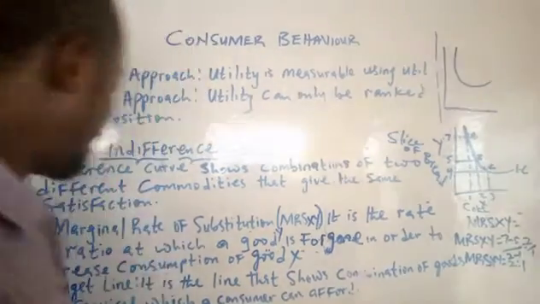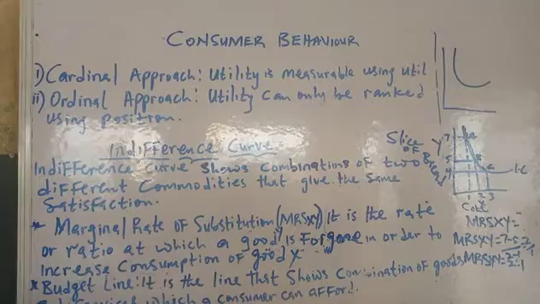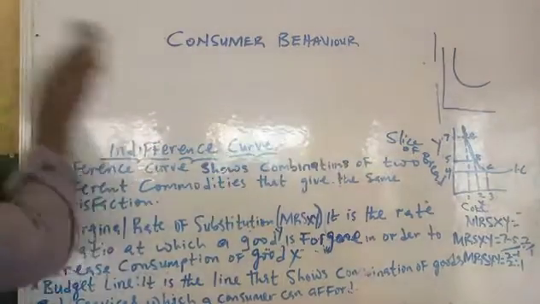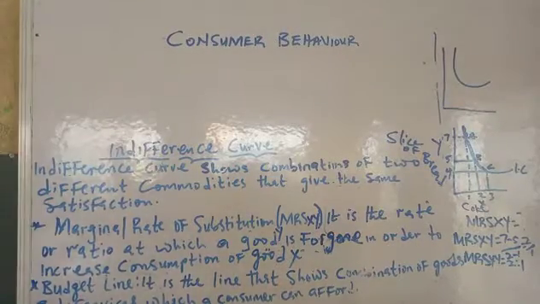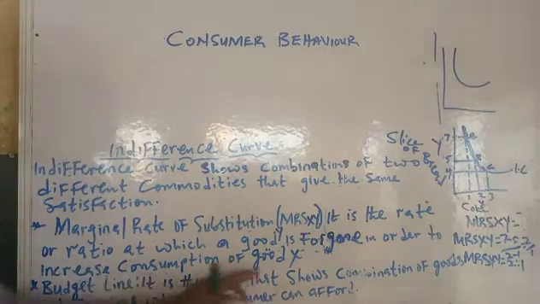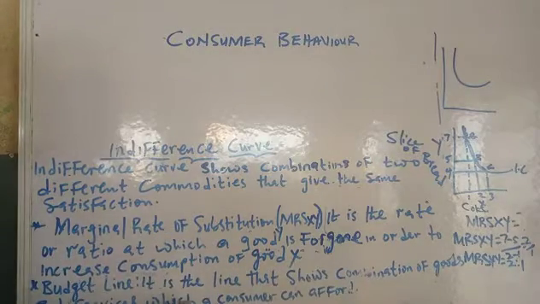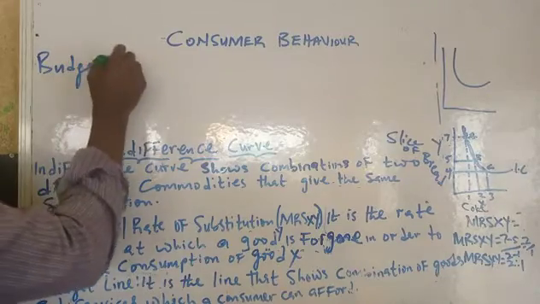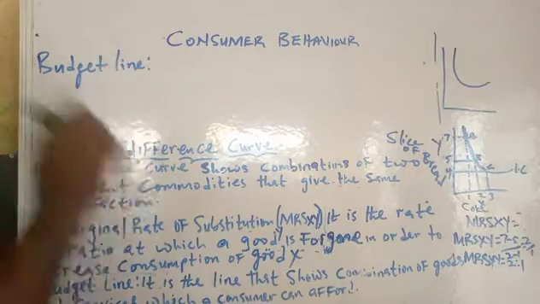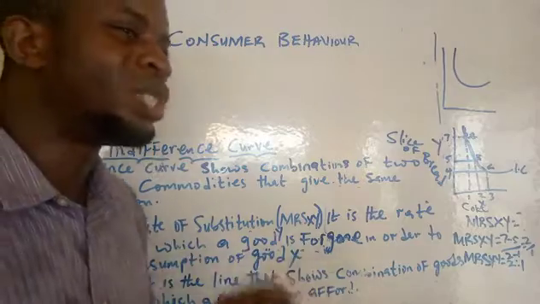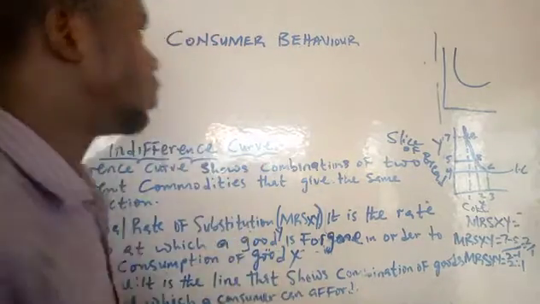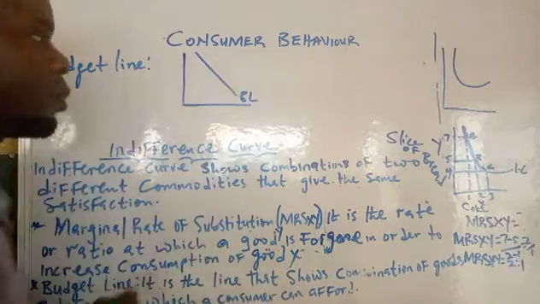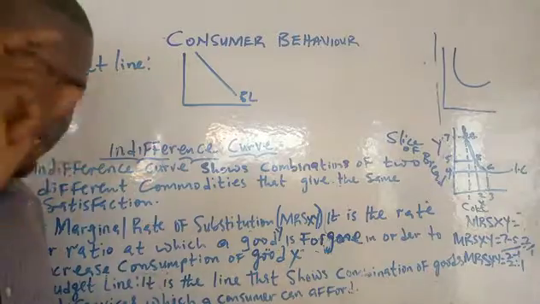Do you understand that? Then, another thing you need to understand under this concept is budget line. Budget line is the line that shows combination of goods and services which a consumer can afford. Budget line shows the combination of goods and services which a consumer can do what? Can afford. And your budget line is always like this. Now, that is the point.